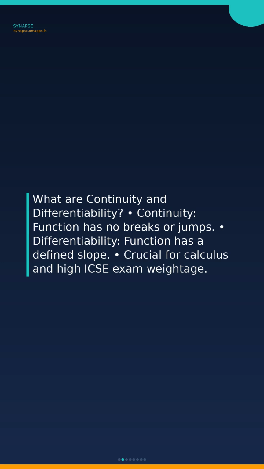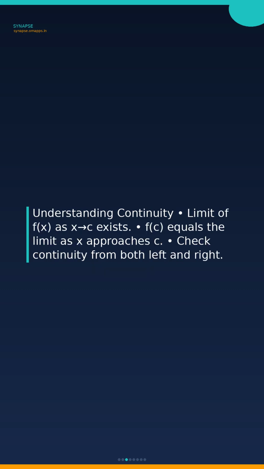A function f(x) is continuous at a point c if the limit of f(x) as x approaches c exists and is equal to the value of the function at c. Think of it like drawing a line without lifting your pen. If you have to lift your pen, the function is discontinuous. We also need to check continuity from both the left and right sides of the point. This ensures there's no sudden jump or break in the function.